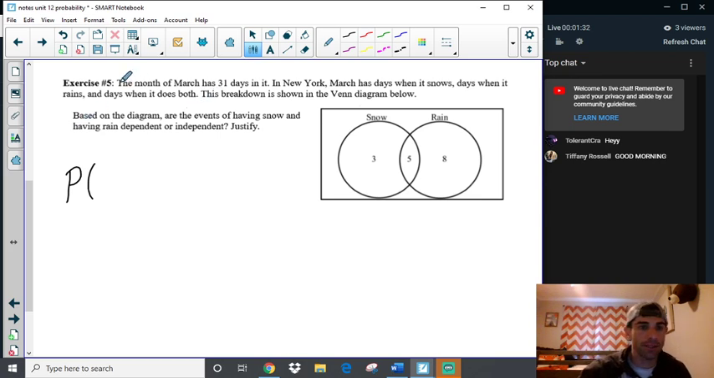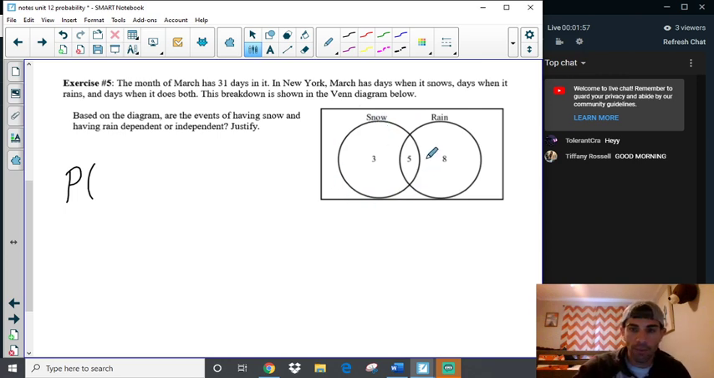In this case, it says the month of March that has 31 days in it. In New York, March has days when it snows, days when it rains, and days when it will do both. For those that were up early enough this morning, there was about 5 minutes where it was flurrying and raining, which is odd because tomorrow is going to be almost 60 degrees. Well, then this breaks down into here's your Venn diagram.